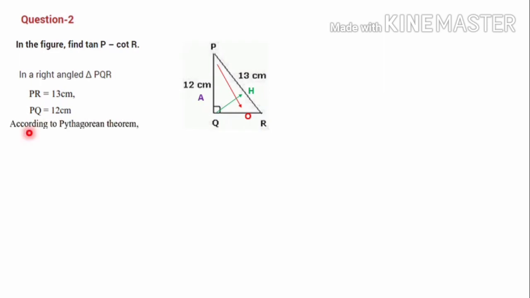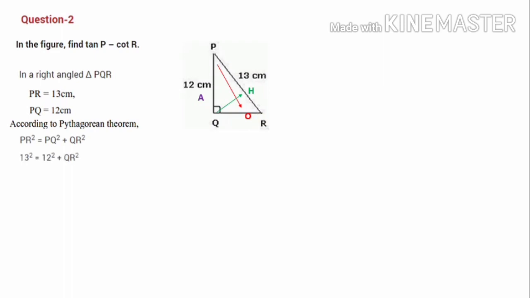Next, we have to apply the Pythagoras theorem because one side is not given, that is QR. QR we have to calculate by using the Pythagoras theorem. Once the three sides are there in a right triangle, we can calculate any trigonometric ratio. So first of all, we calculate QR. The Pythagoras theorem says PR square, hypotenuse square, is equal to the sum of the squares of the other two sides, that is PQ square plus QR square.